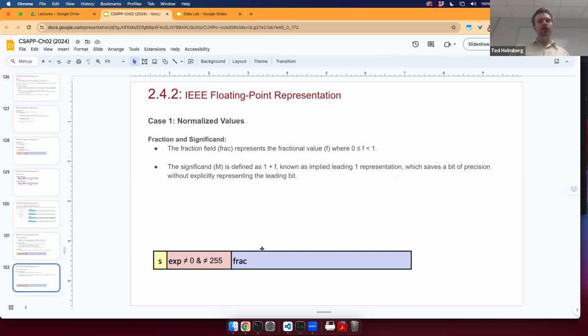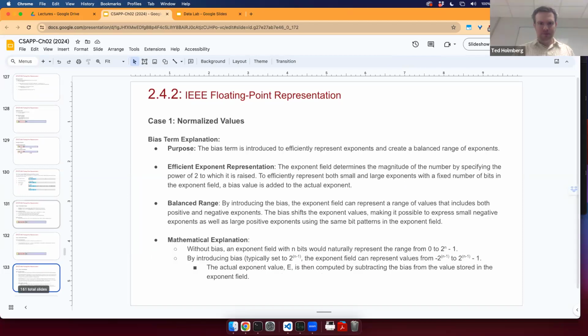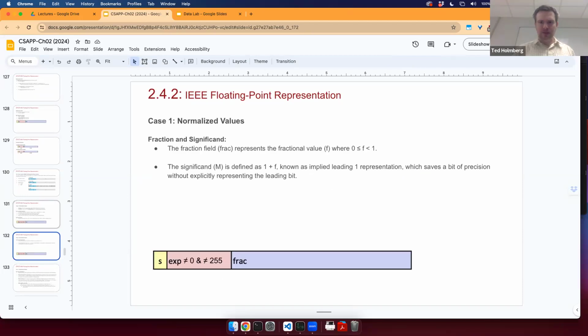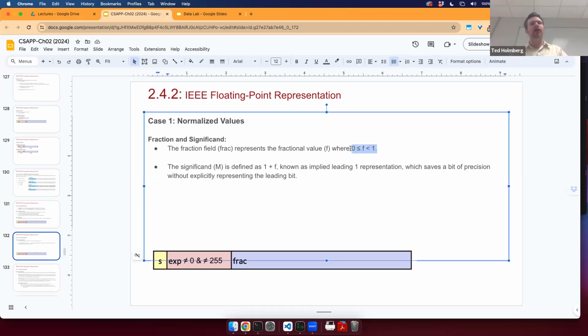And then in our fractional field, we can represent a fractional value where our f here, where did our term go? I'll have to add it in here. But for our fractional value, we'll want it to be anything obviously between 0 and 1, right? That's what we mean by fractional. It's less than a whole number.